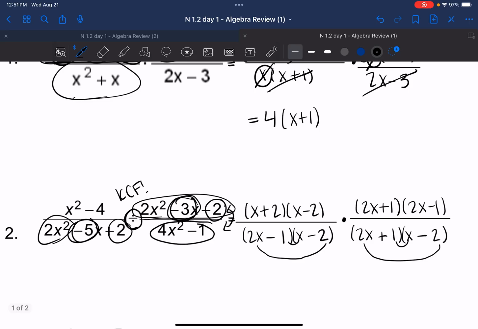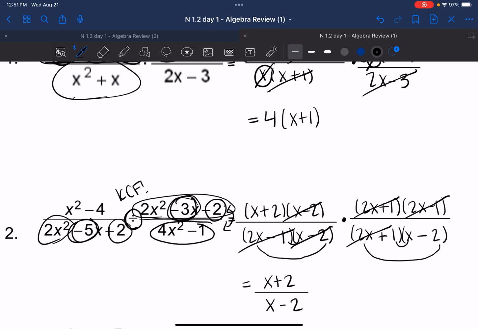All right, now just like last time, before we even actually multiply, we should have some things that are going to divide out. So it looks like we have x minus 2. We've got 2x minus 1. And we've got 2x plus 1. So now all I'm left with in that numerator is x plus 2 and all I'm left with in the denominator is x minus 2.